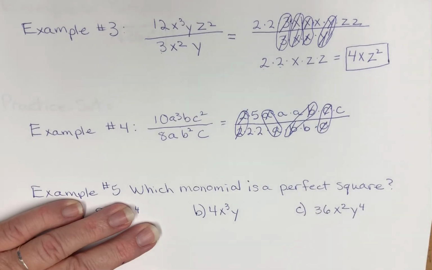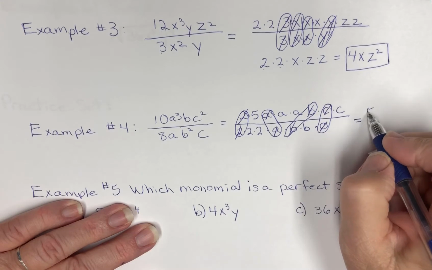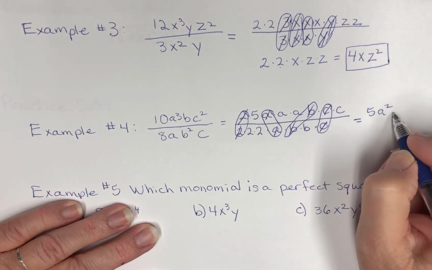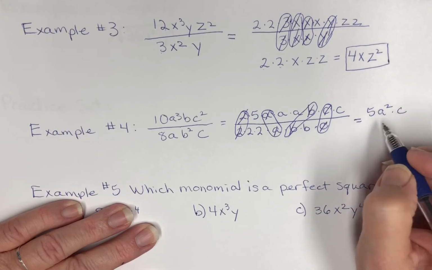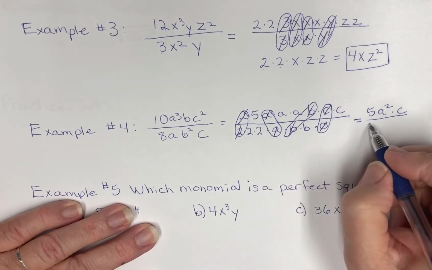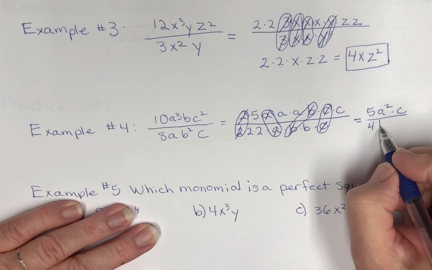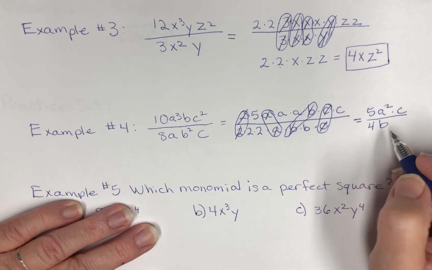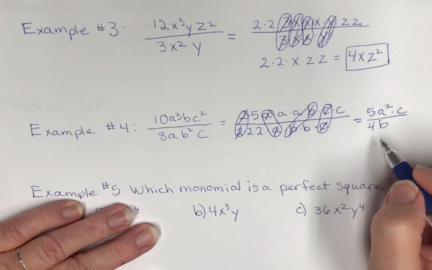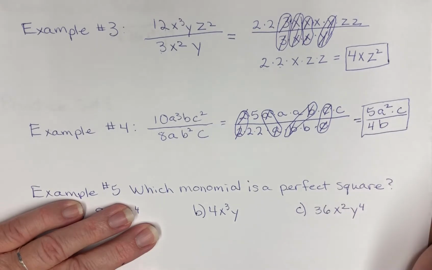All right, now we go back and we figure out what we have left. On the top, we have 5, and then we have a, and there's 2 of them, so squared, times c. On the bottom, we have 2 times 2, which is 4. The a's are gone, and the b is there. There's no c. So it's 5a squared c over 4b. And that is going to be my answer to that division problem.